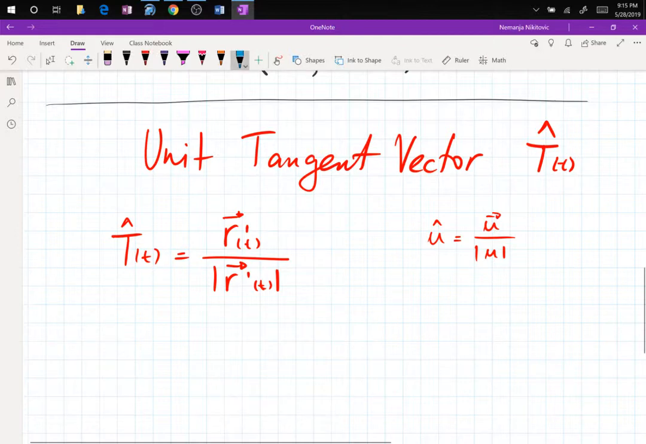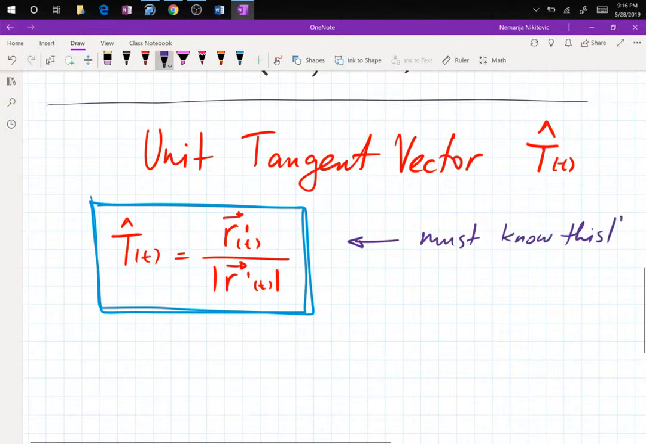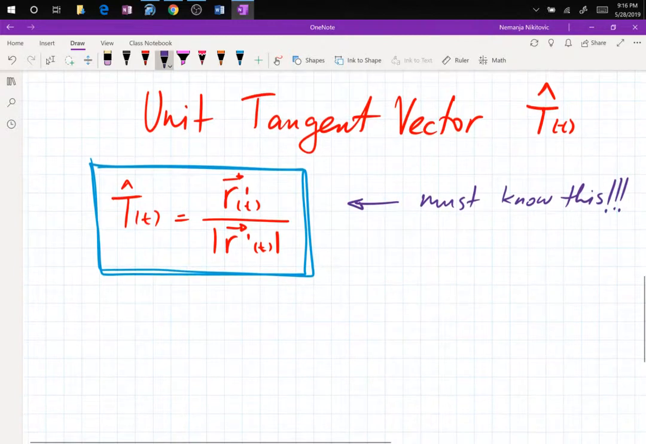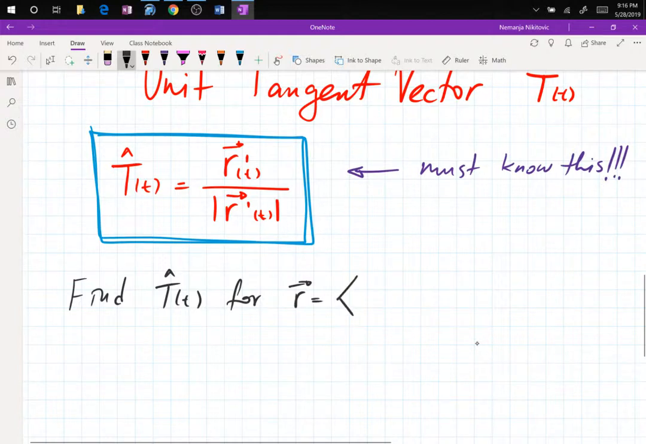So we are using now vector r to get the tangent vector T. So find T hat for r equal to 3 cosine t, 3 sine t, and let's say 9.